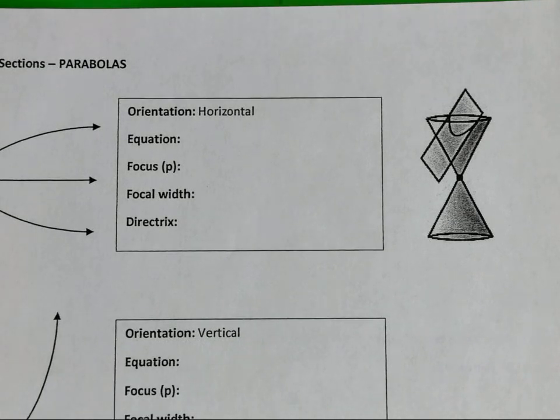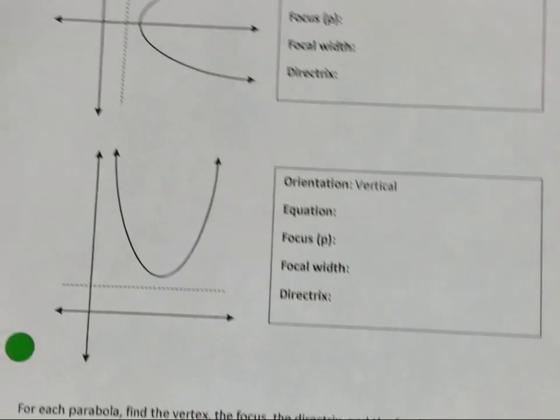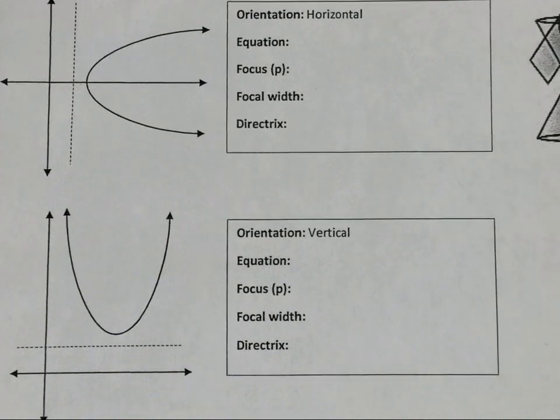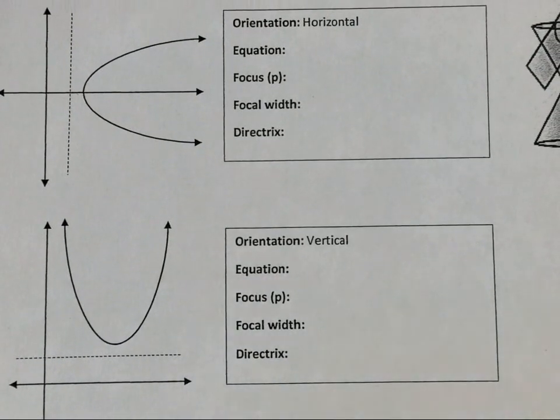Okay? Now, we have two different orientations. We have a horizontal and we have a vertical. The horizontal, do you see where the line of symmetry for this parabola is horizontal? That's why it's called horizontal. Here the line of symmetry would be vertical, would it not?